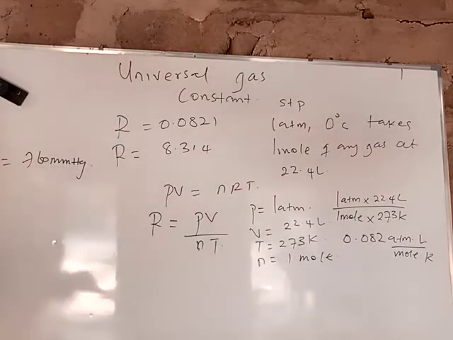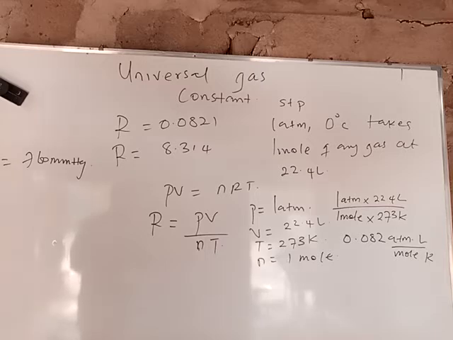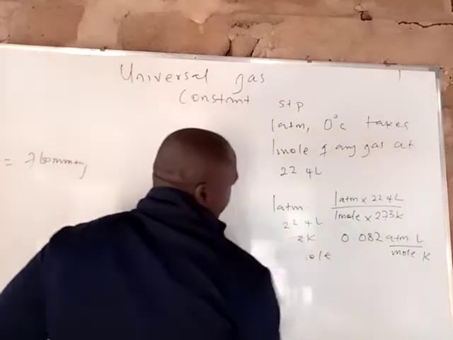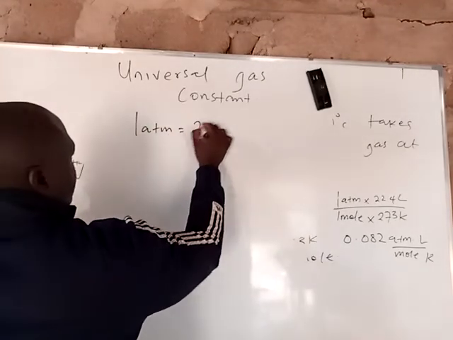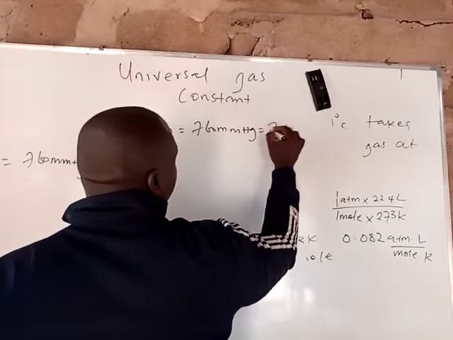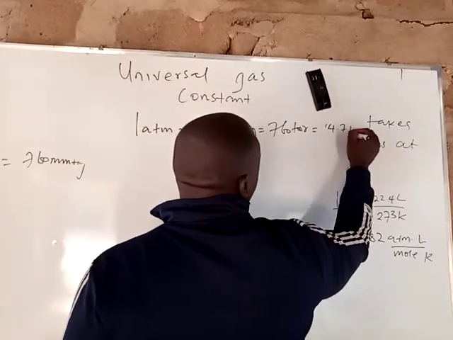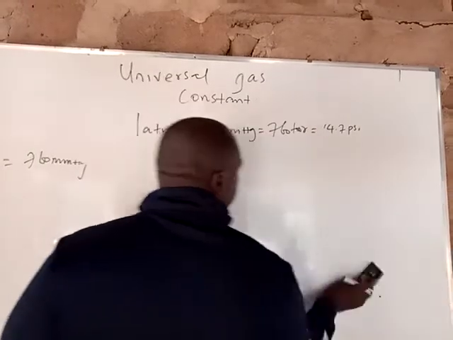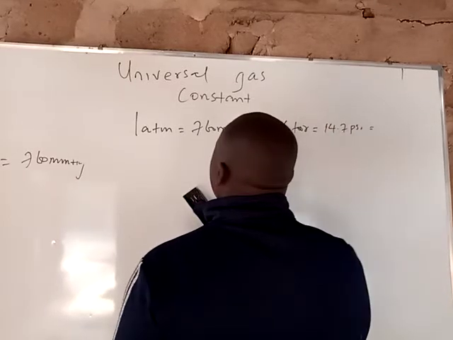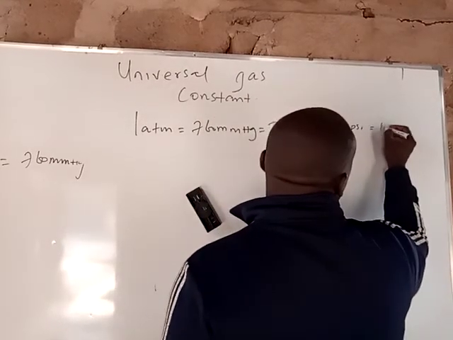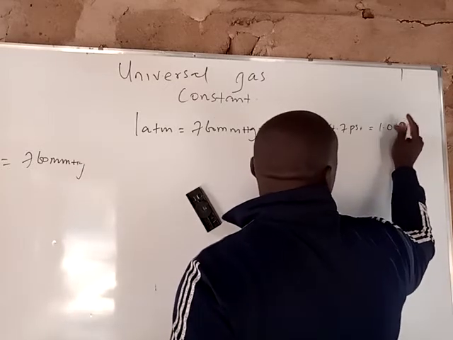Please, I want you to note one very powerful formula. This powerful formula, I'm going to be using it in pressure conversions. So note it very well. Let me clean the board. Look at what I'm saying. 1 atm is equal to 760 millimeter of mercury. It's equal to 760 torrs. And it's equal to 14.7 psi. It's also equal to 1.013 kPa.